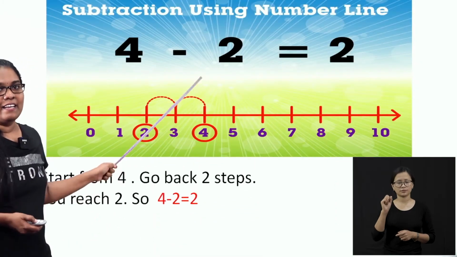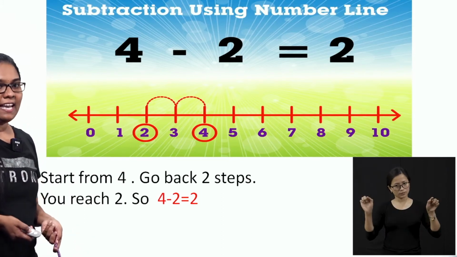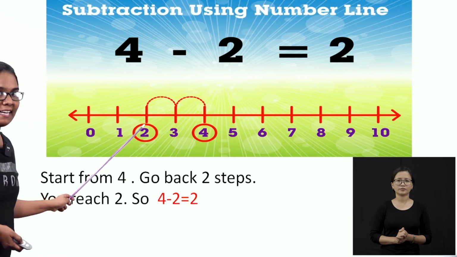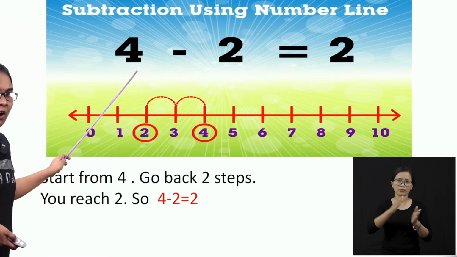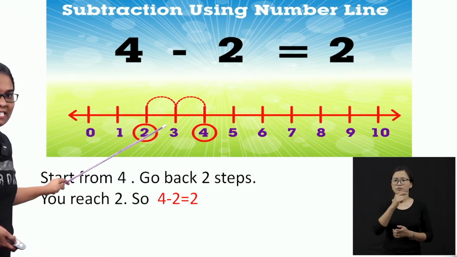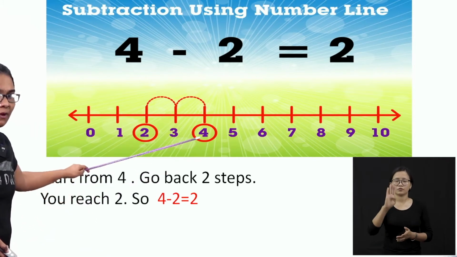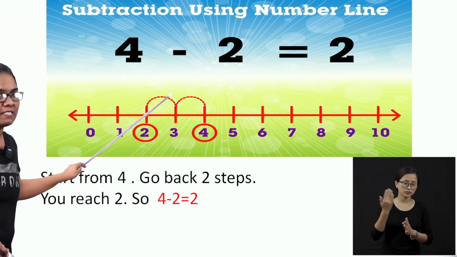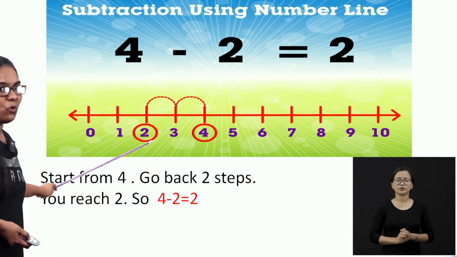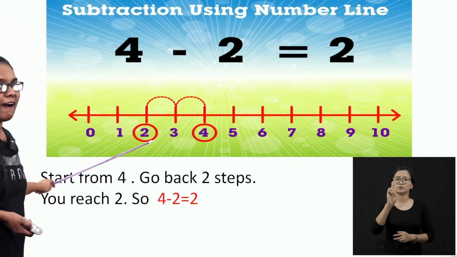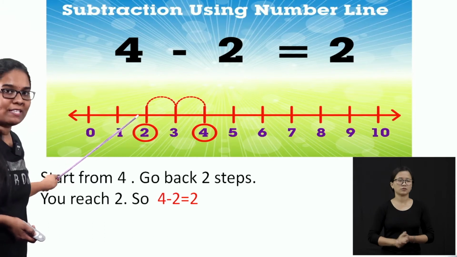Okay. Then next we are moving to subtraction using a number line. This is a number line. In a number line, numbers are arranged in ascending order. We are going to subtract 4 minus 2 by using this number line. First, you have to start from 4 and go back 2 steps. Then you reach 2. So 4 minus 2 is equal to 2.